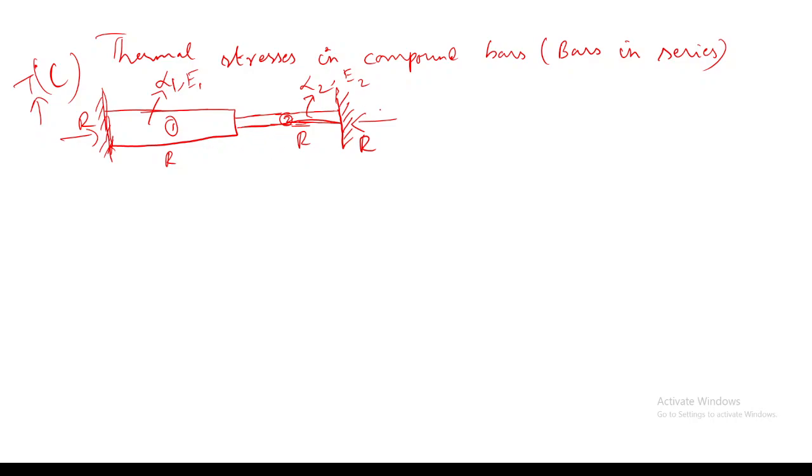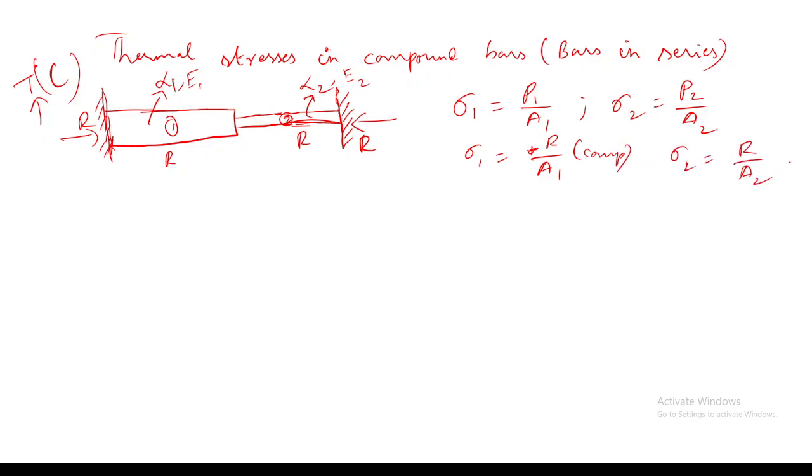So if I want to find the value of stress, for member 1 it is P1 by A1, and for member 2 it is P2 by A2. Here sigma 1 will be minus R divided by A1, and if I ignore this minus sign, I will write it as compressive. And sigma 2 will be R divided by A2. So if I take the ratio sigma 1 by sigma 2, it will be A2 divided by A1. This is one of the important relations which you should use.